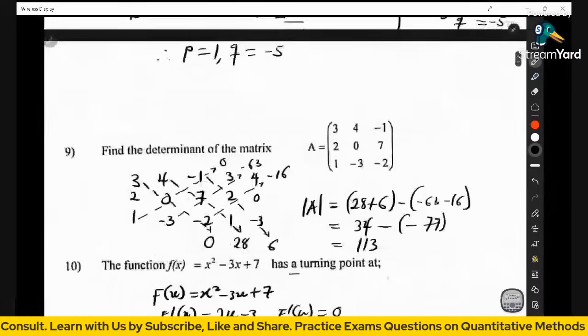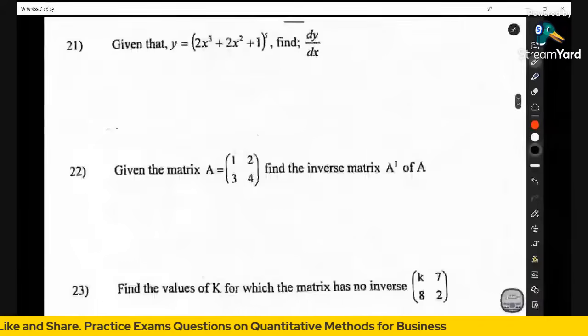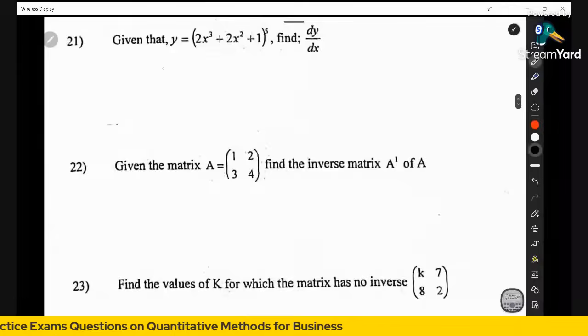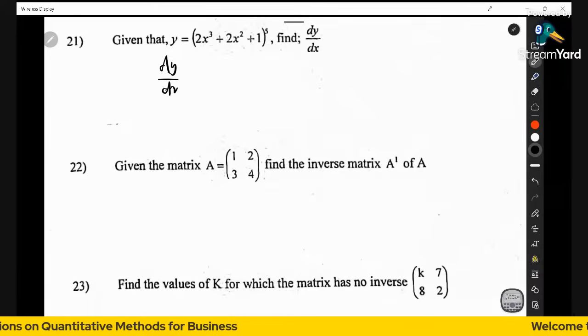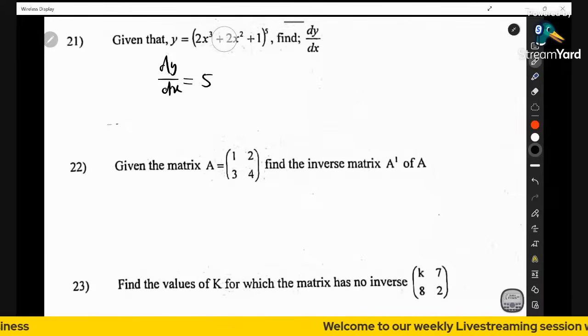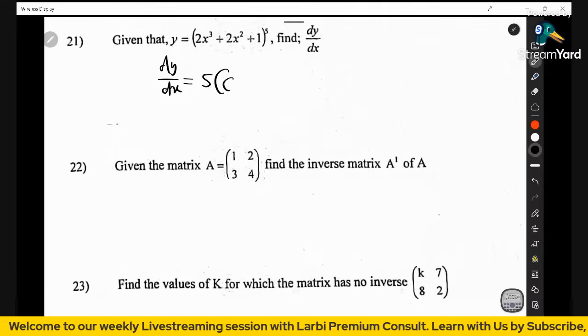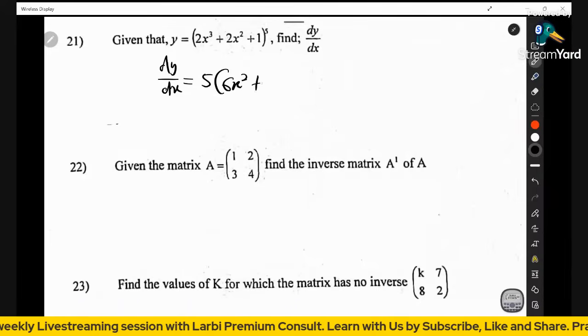It's very simple. So question number 21, where is it? Yeah. In this case, we will say that our dy over dx should be equal to, we bring the 5 down, and we differentiate the terms in the bracket, term by term. So we have the differential of 2x cubed, which will fetch me 6x squared. Differential of what?